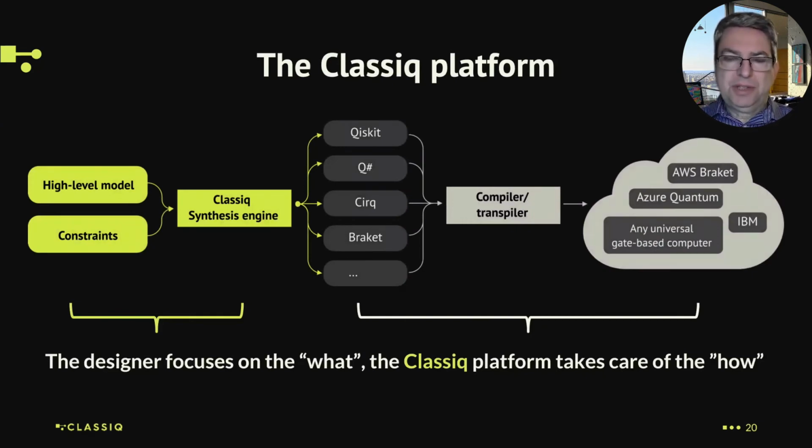The user defines both the high-level functional model as well as the constraints that they care about. Constraints could be the number of qubits, the depth of the circuit, the particular gate, the particular hardware, and so on. We then take all of these into account and search a huge design space to come up with a solution, if one exists, that meets the functional requirements, yet meets the constraints as well. Our output is code that's written in Qiskit or Q# or Cirq or Braket and so on, which then goes to a standard compiler, transpiler, and can run on any of the backend platforms.